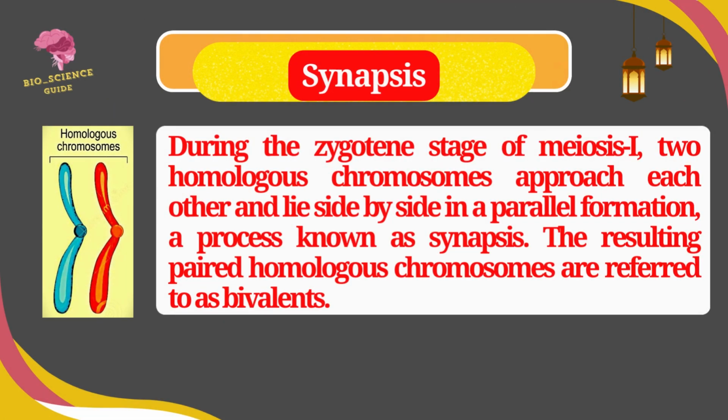Synapsis. During the zygotene of meiosis one, the two homologous chromosomes come close to each other and lie side by side parallelly to form paired homologous chromosomes. The process is called synapsis. The paired homologous chromosomes are called bivalent chromosomes.